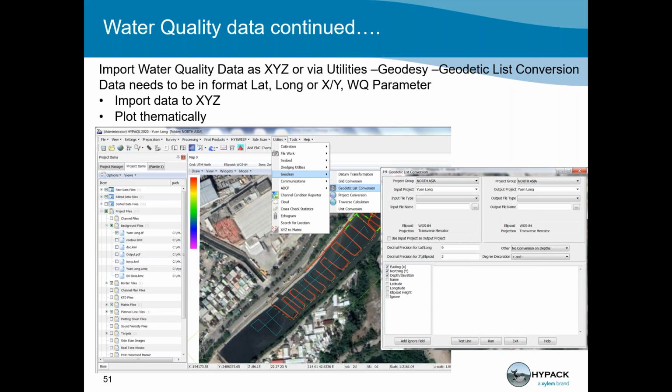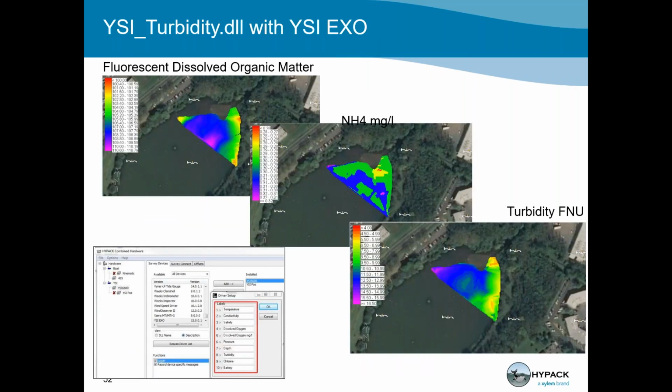I'm going to show you some samples here. This is from a YSI sensor: turbidity, fluorescent dissolved organic matter, NH4, and turbidity. So on the same lake, we ran an EXO and collected all these parameters at the same time, and we can plot everything in HYPACK. So no need to use other software. You can completely do the processing in HYPACK, the same way you do the processing of your single beam data.